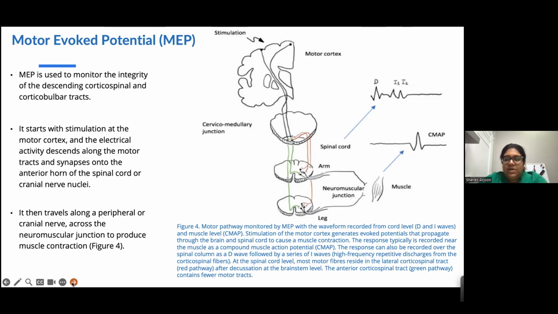Stimulation of the motor cortex generates evoked potentials that propagate through the brain and spinal cord to cause a muscle contraction. The response typically is recorded near the muscle as a compound muscle action potential, or CMAP, and the response can also be recorded over the spinal column as a D wave followed by a series of I waves, which are high frequency repetitive discharges from the corticospinal fibers. At the spinal cord level, most motor fibers reside in the lateral corticospinal tract, seen in the red pathway on the diagram, after decussation at the brainstem level. The anterior corticospinal tract is seen in green on the diagram, and it contains fewer motor tracts.